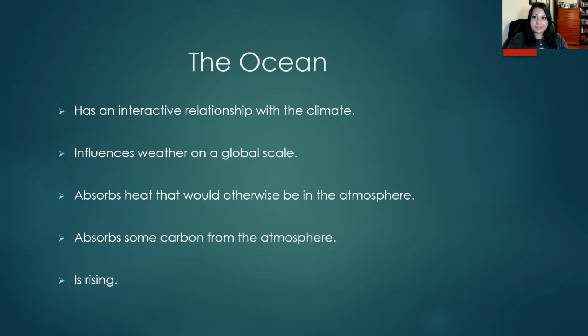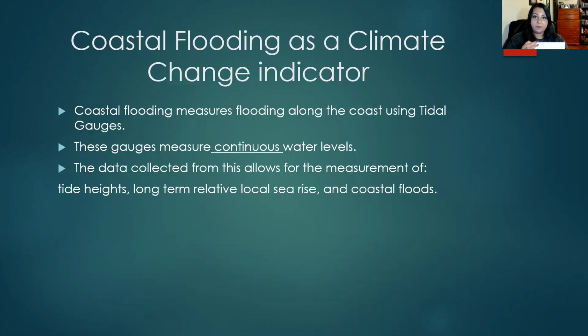This leads me to our next topic, which is the thing I'd like to focus on, coastal flooding as a climate change indicator. So coastal flooding measures flooding along the coast using tidal gauges. This is important because the gauges measure continuous water levels, which allows us to have measurements of tidal heights, long-term relative local sea level rise, and coastal floods.